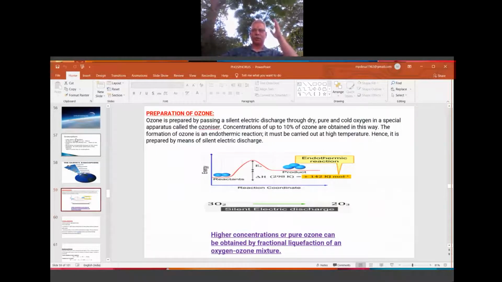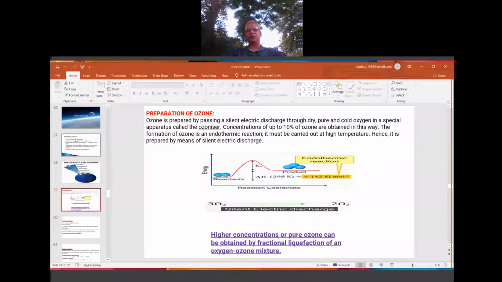Now, preparation of ozone. Ozone is a must actually. Though ozone is there in the stratosphere, we will not go to the ozone layer to get the ozone. In the laboratory, when we require it, we prepare it. So how the ozone is prepared, that we will study now.